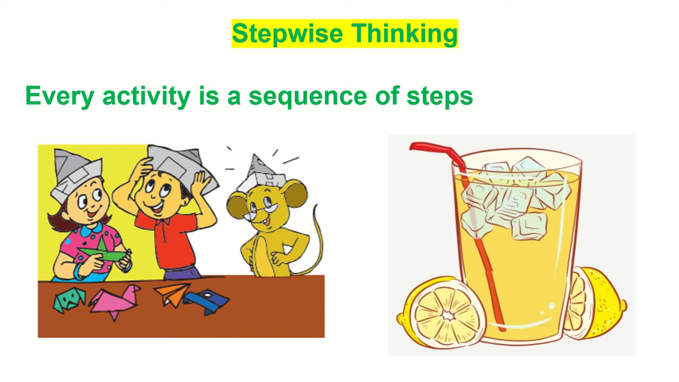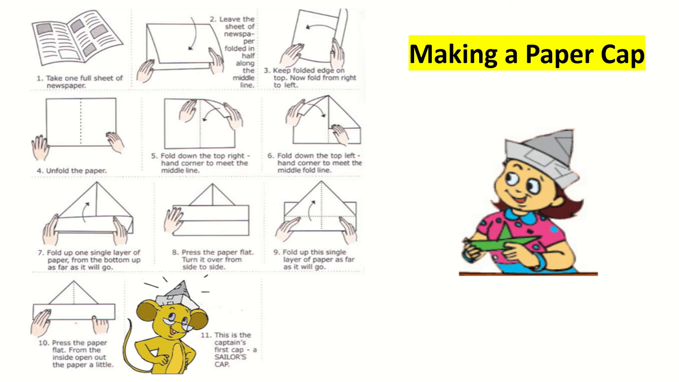There we discussed the cap making activity and how we can make a lemonade. These activities were solved in a stepwise manner. In making a paper cap, we need to follow certain steps. As you can see on the screen, the number of steps has been written. When we follow these steps in a sequence, one step after another, we will be able to make a paper cap.